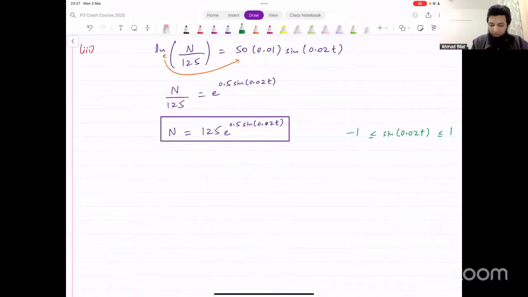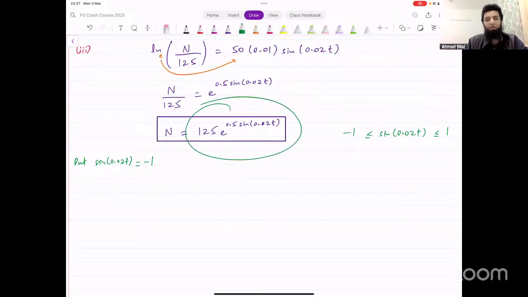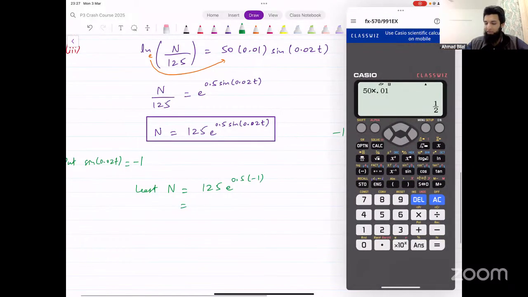So what we can do is, we can say, let's put sine of 0.02t equal to -1, because that's the least possible value this thing can have. When the sine function is at its minimum value, this whole thing would also be minimum. So that's what we can do here. Let's input -1 in place of that. That will give us the least possible value of n. And that becomes 125 into e raised to power 0.5 times -1. You can put this on your calculator and see what that gives you.